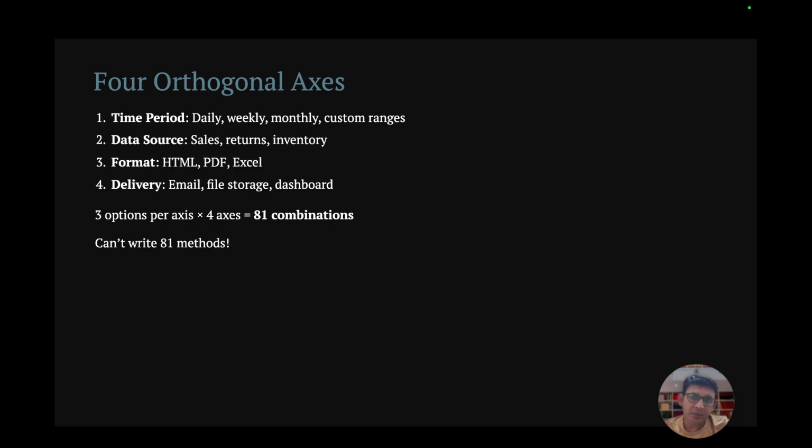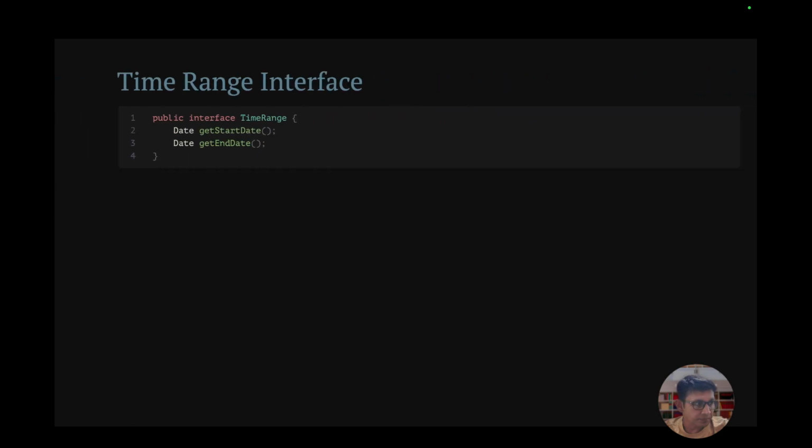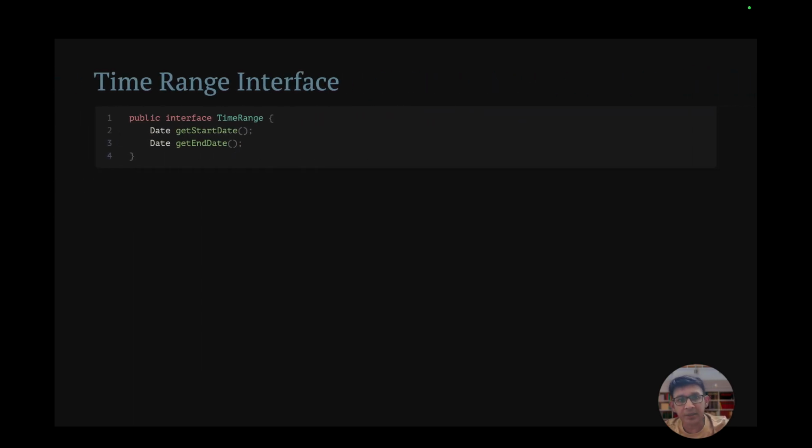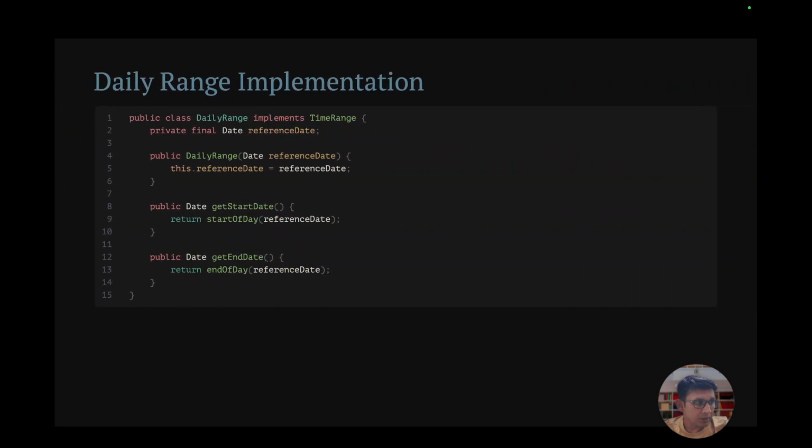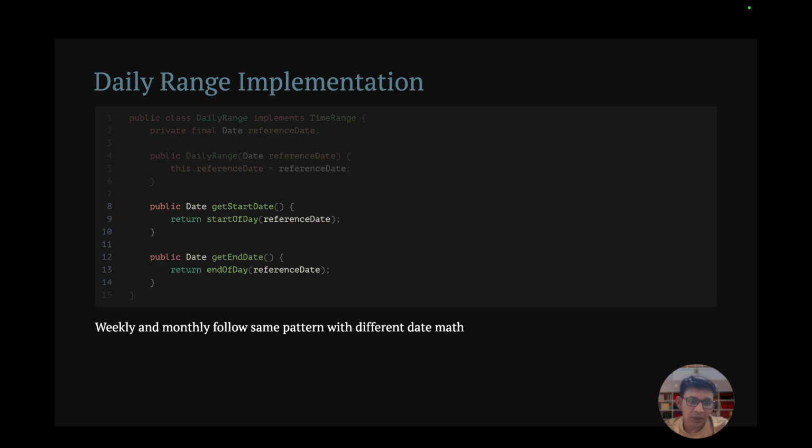Now, let's go ahead and perform the same exercise and separate these axes through interfaces. First, let's look at the time range. The contract is simple. It provides a start and end date. And here would be a typical daily range implementation. This takes a reference date and returns the start and end of the day. Weekly and monthly ranges follow the same pattern. Now, obviously, the date math would be different in their case.